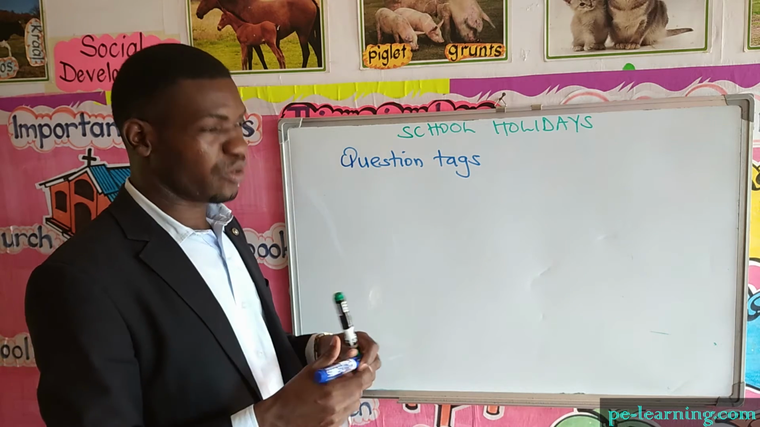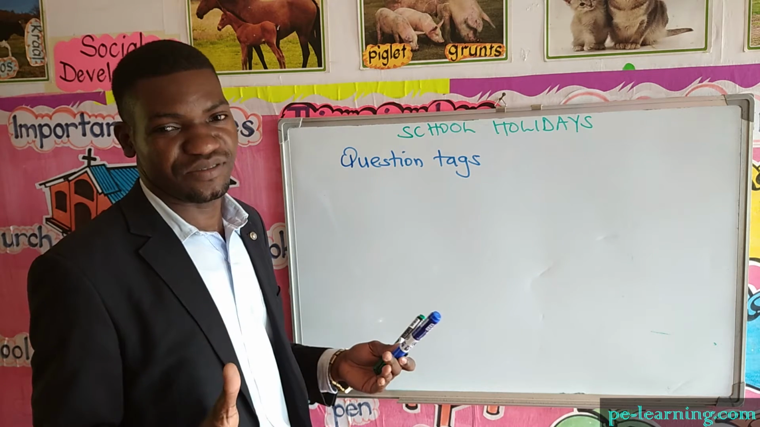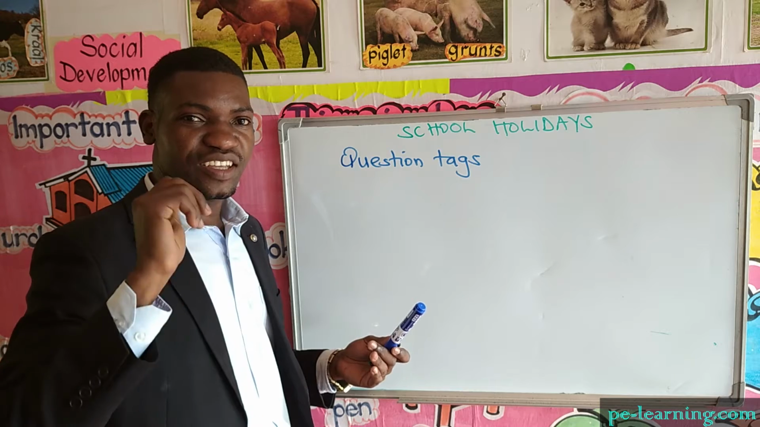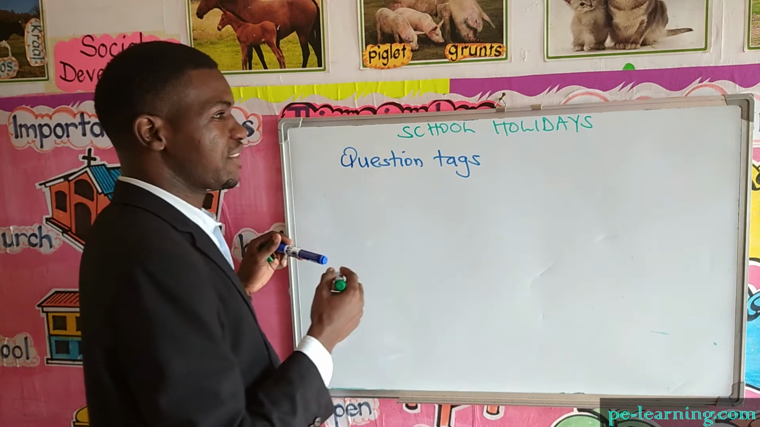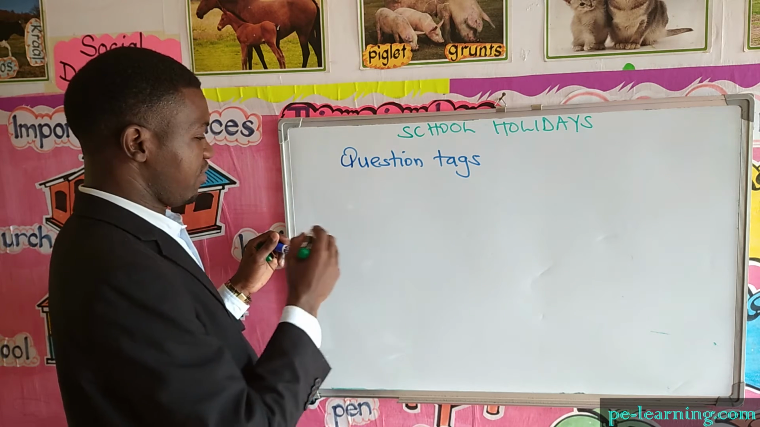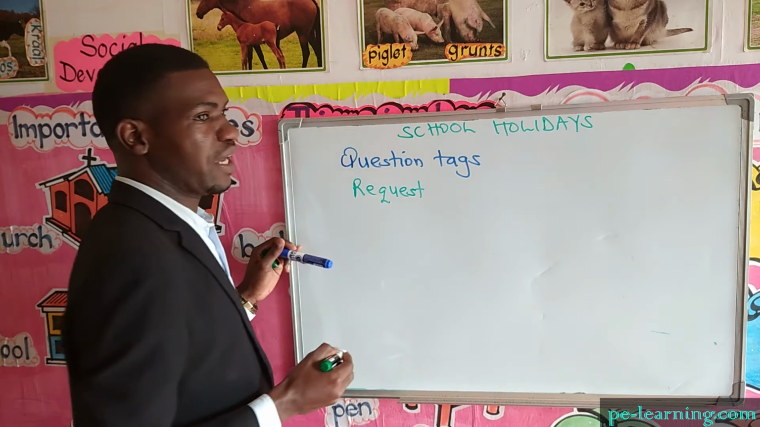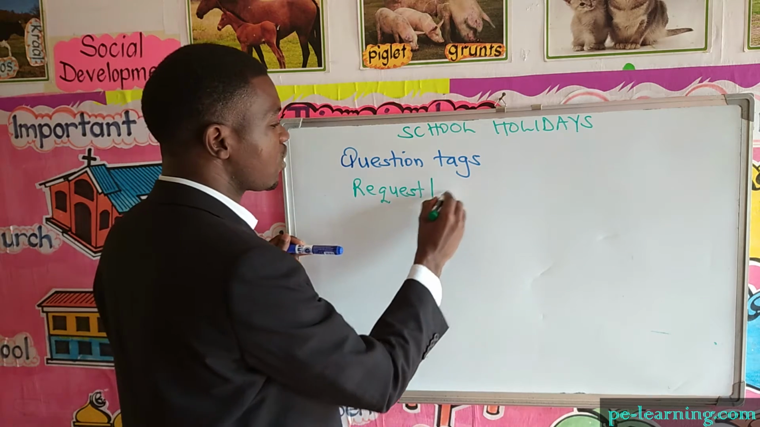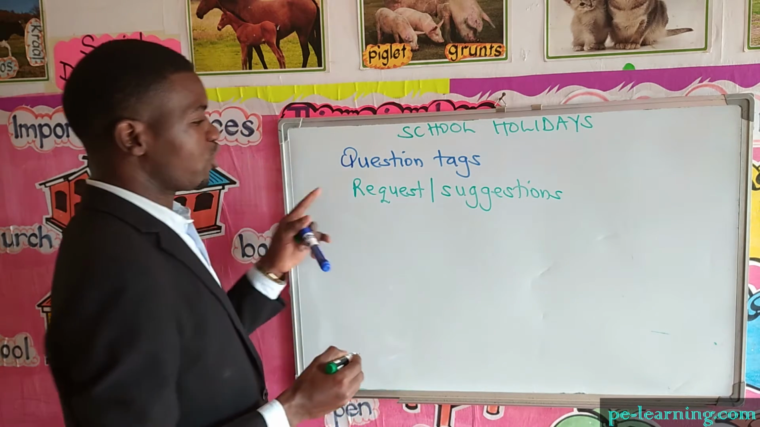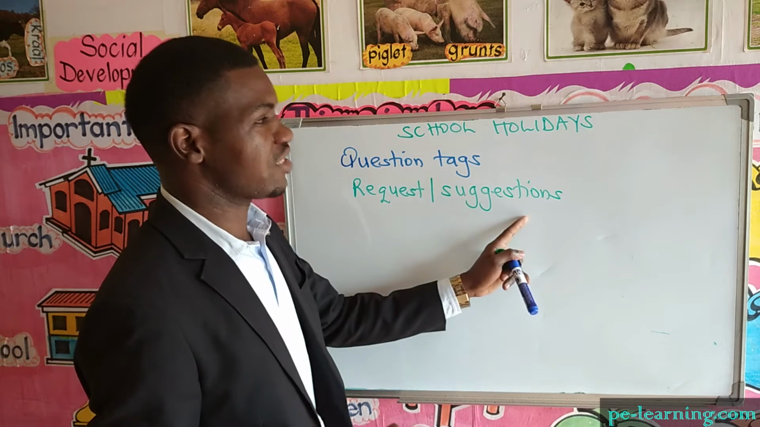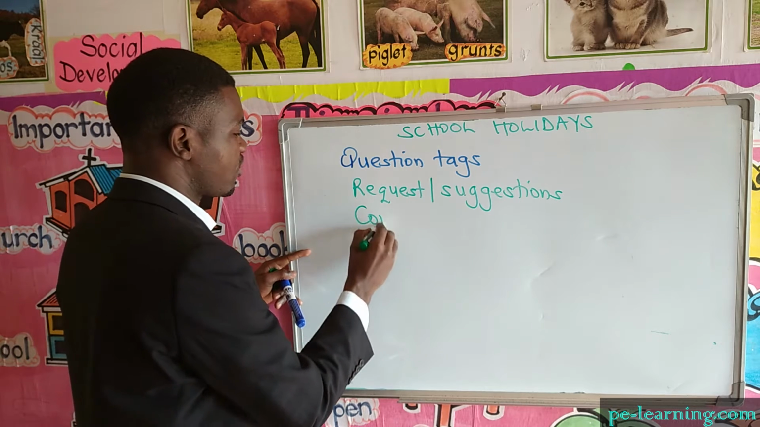Today, this time round, we're going to have question tags that don't require affirmative or negative, but they require your mind to think through and know what you can use best. One of them is question tags that are within what we call requests. And sometimes the requests may turn into suggestions. So we have question tags that are under requests or suggestions, and then we have the question tags that we're going to form under commands.